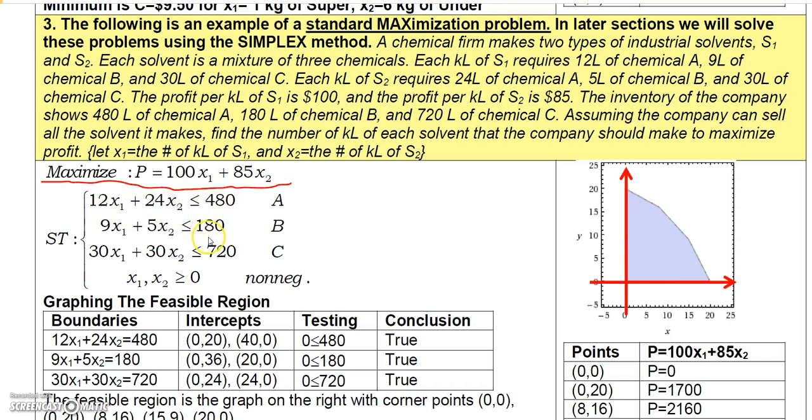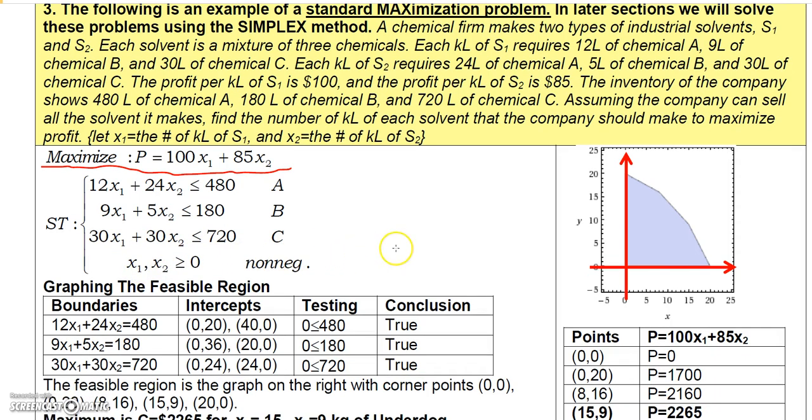Similarly, for chemical B, we only have 180 available, and we use 9 units of chemical B per kiloliter of solvent 1, and 5 units per kiloliter of solvent 2. So 9x1 plus 5x2 must be less than or equal to 180. And lastly, for C, there's 720 units available, and we use 30 units per kiloliter of solvent 1 and 30 units per kiloliter of solvent 2. So 30x1 plus 30x2 has to be less than or equal to 720. And don't forget your non-negative constraints.